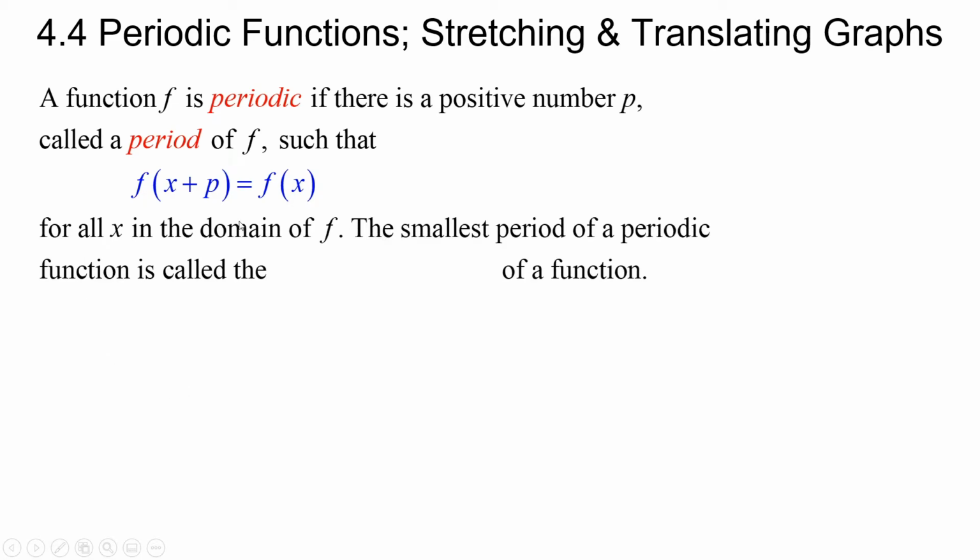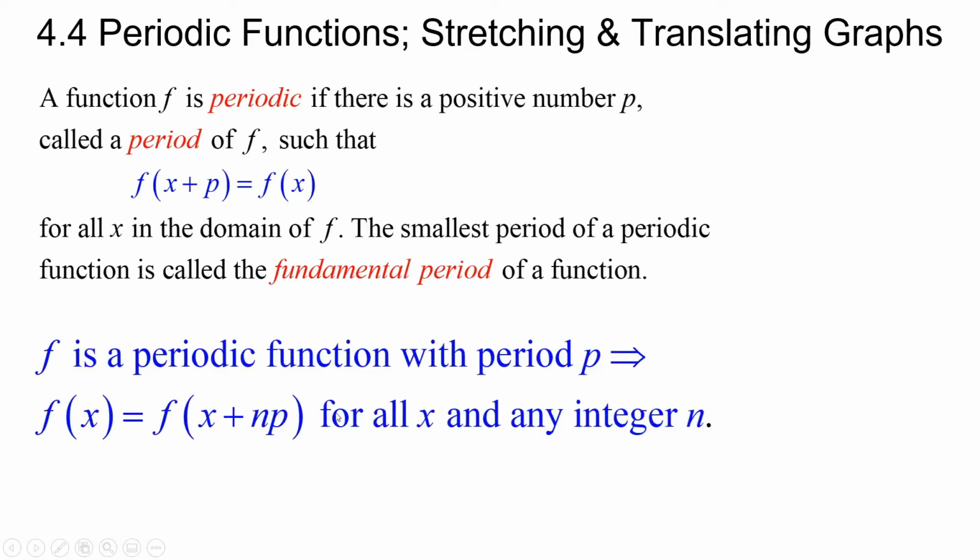So for all x in the domain of f, the smallest period of a periodic function is called the fundamental period of the function. So f is a periodic function with period p implies f of x will always equal f of x plus any multiple of that fundamental period, x plus np, for all x and any integer n. So we can go either direction. n could be a positive integer or a negative integer.